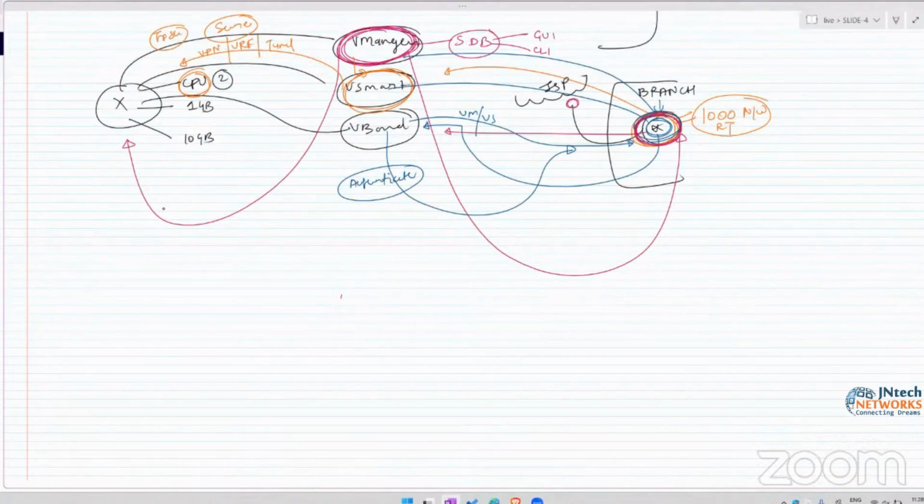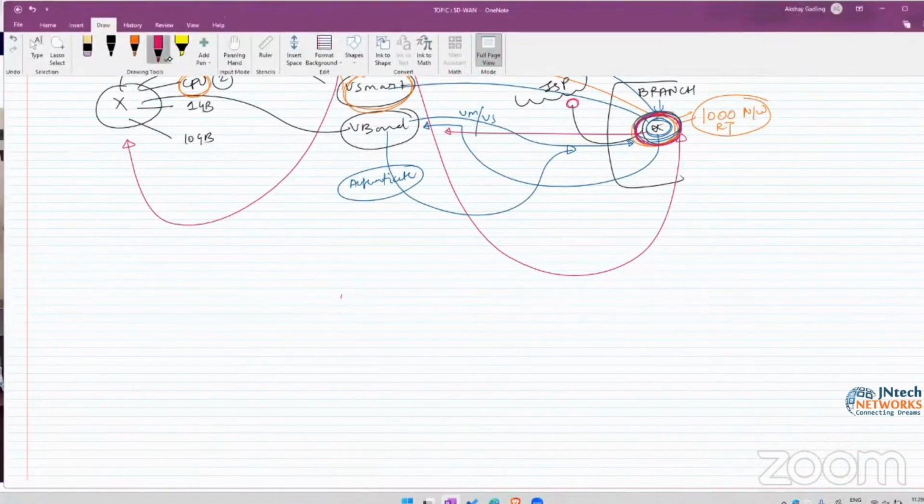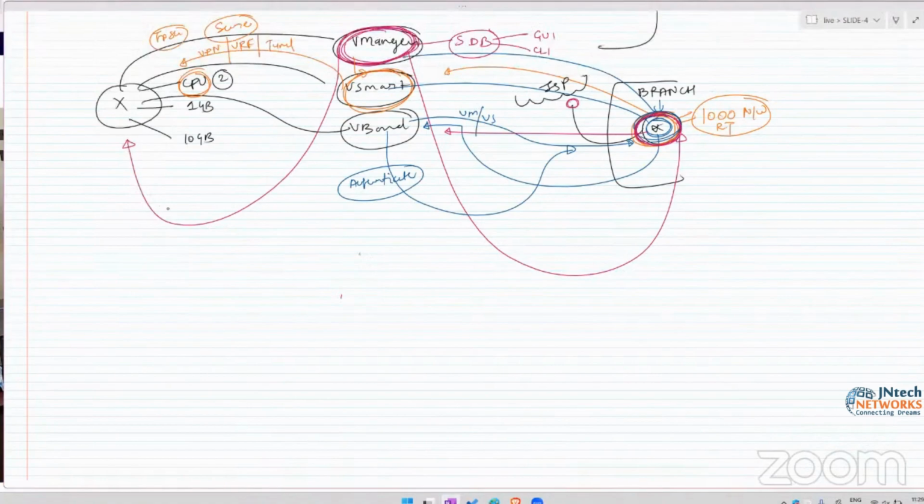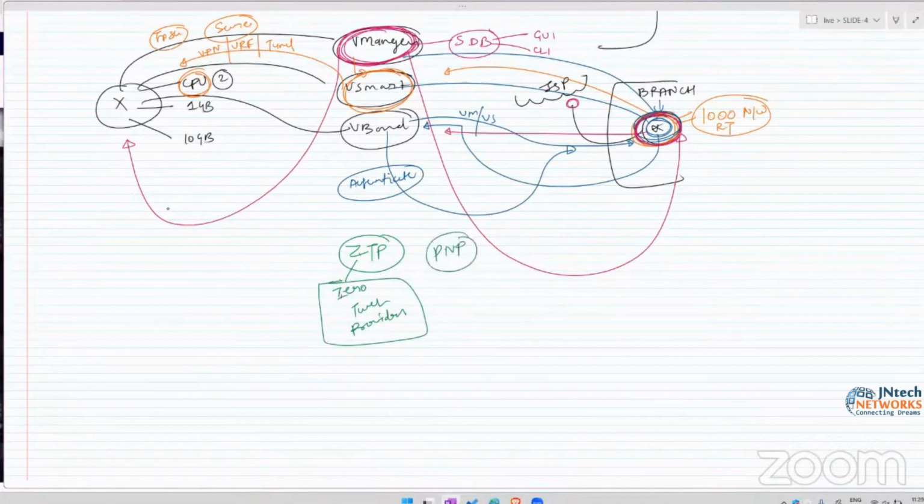Okay. Now, one more thing you just need to follow. Basically, we can also use the ZTP concept. ZTP means zero touch provisioning. This is one feature we are also using. We are also using the PnP concept. So we can discuss both concepts, ZTP and PnP.